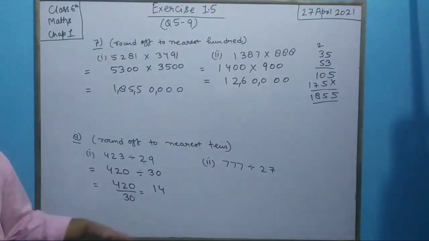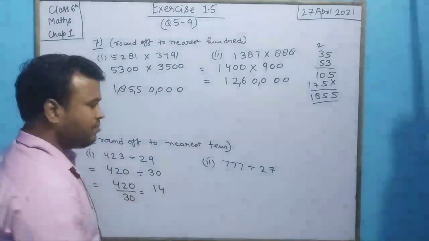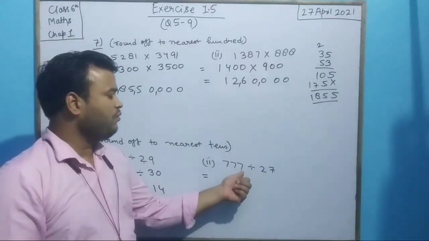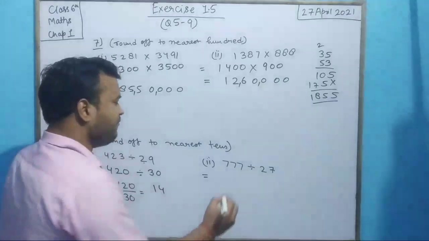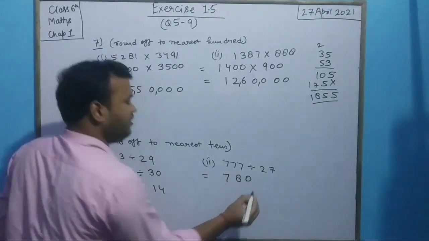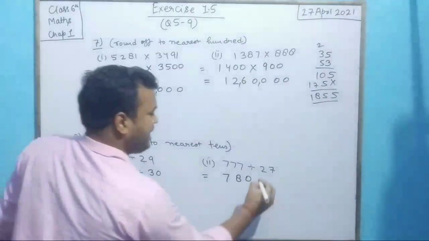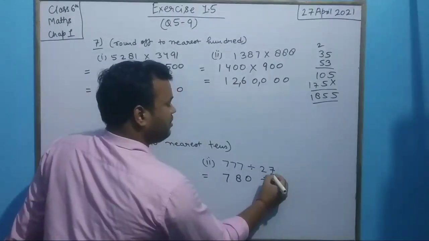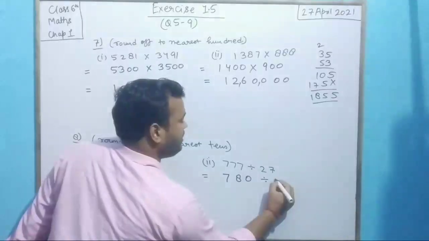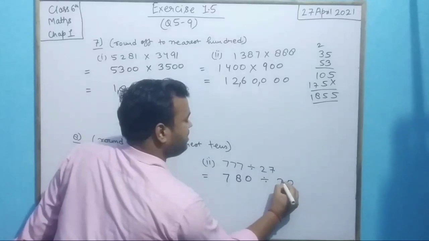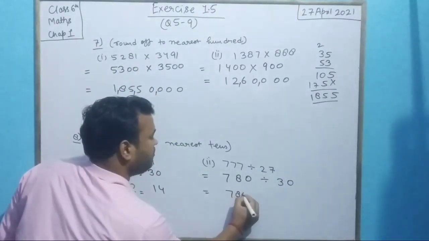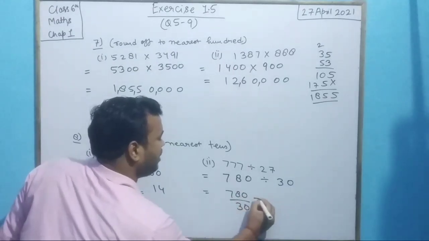Now again let us see here. We have to round off first. The tens place is 7. We have to take the ones place, it is greater than 5. So it will be replaced by 0 and this 7 will be increased by one, that is 8. Again here the tens place is 2. We have to see the ones place, it is greater than 5. It will be replaced by 0 and 2 will be increased by one, that is 30. Now let us see how to do 780 divided by 30.